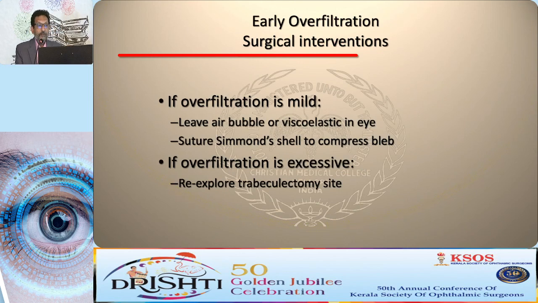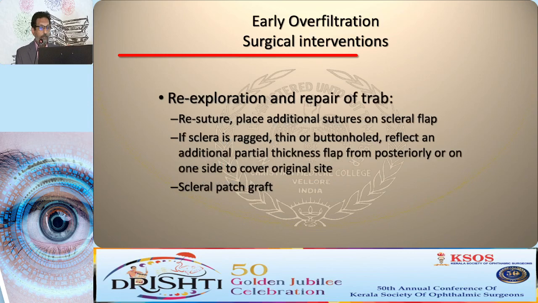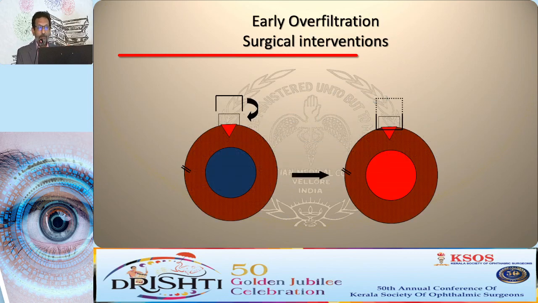The surgical interventions for early overfiltration would be to first leave an air bubble or viscoelastic in the eye and suture Simmons shell. And if that doesn't work, you have to re-explore. Re-explore means re-suturing, placing additional sutures on the sclera, etc., or eventually going for a scleral patch graft. You can patch the sclera with a reflected flap of sclera like this.